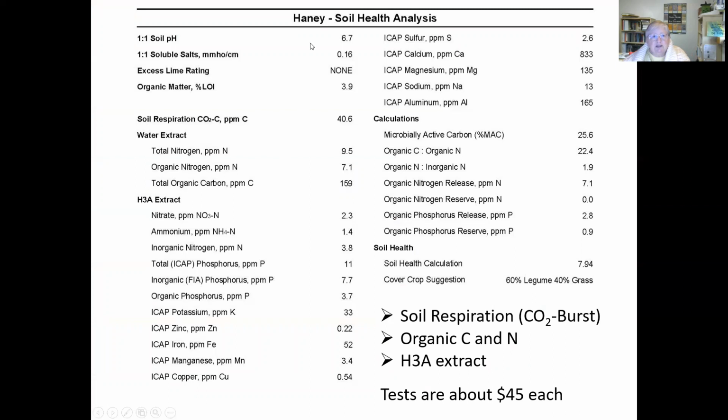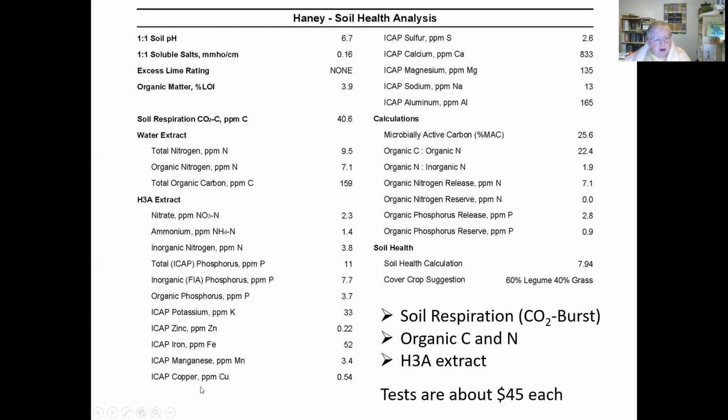Another test that can be done is the Haney soil health analysis. This test relies on three major factors. One is the soil respiration, which is the CO2 burst test. Also the organic carbon and nitrogen. And then they have a special H3A extract that measures different components. This is the kind of output you get from the Haney test. These tests are about $45 a piece for each sample.